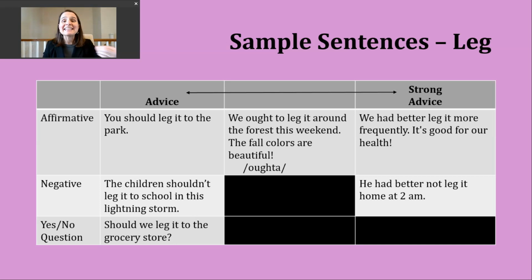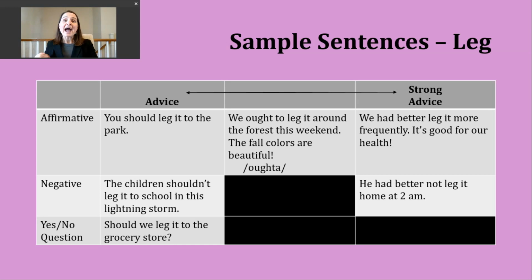If I want to give someone negative advice, so I'm telling them not to do a particular action, I want to follow should with not and then the base verb. You can see that in the example: the children shouldn't leg it to school in this lightning storm, right? We don't want kids out walking around when there's lightning. We don't want them to be injured. So that's the advice here. Don't walk to school right now during the lightning storm.